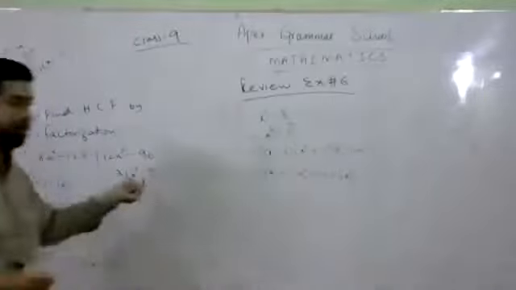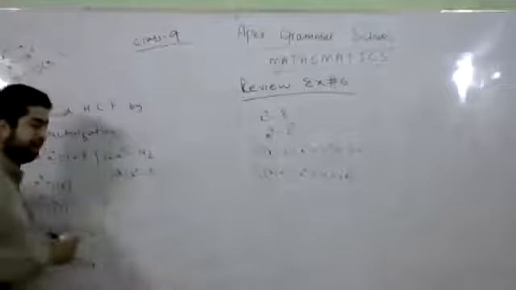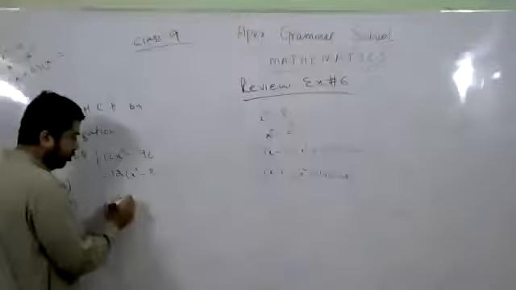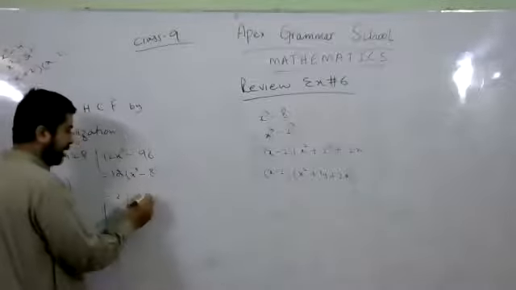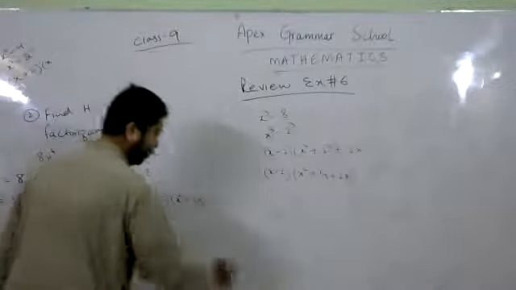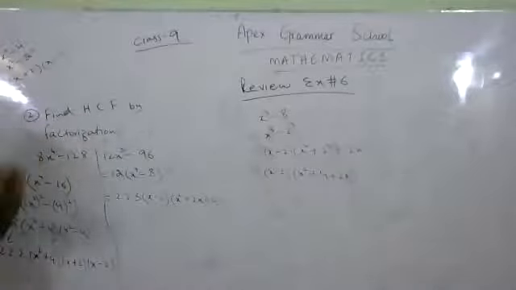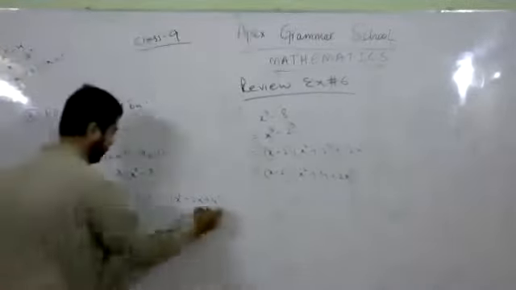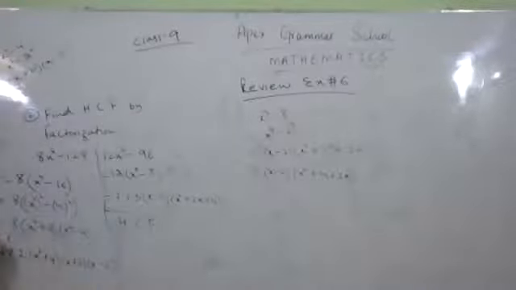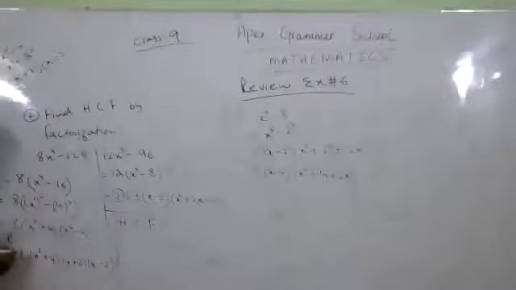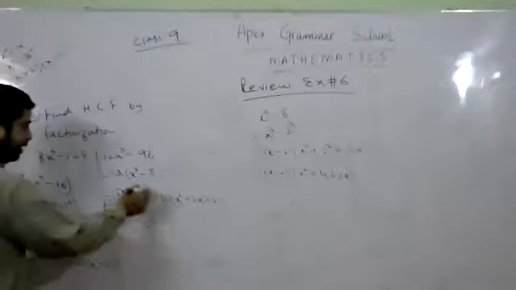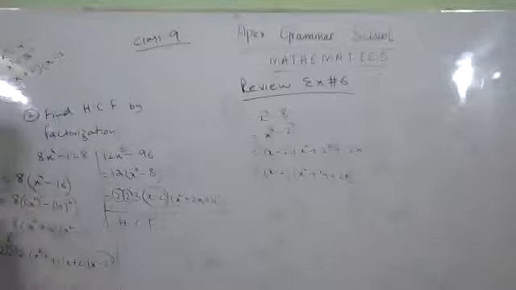Now instead of writing this, we can first factorize this 12 also. 12 is equal to 2 multiplied by 2 multiplied by 3, and then x minus 2, and then x square plus 2x plus 4. Now you need to find the HCF. The common factors: first is 2 common, then again 2 common, and then x minus 2 is common, and that's it.